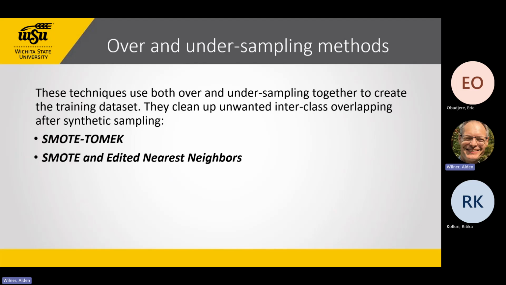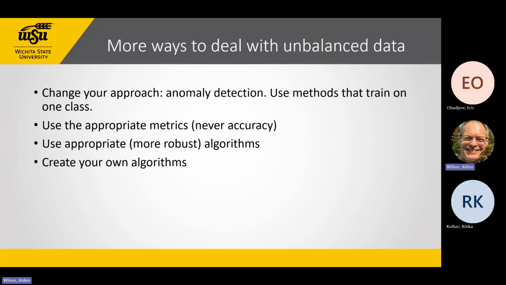Okay. So under and over sampling techniques. Basically we can do SMOTE Tomek, right? So we're doing synthetic minority oversampling, and we're doing Tomek links to eliminate majority classes and add minority classes. And so this is kind of just getting more balanced by a balanced approach, right? And then SMOTE versus edited nearest neighbors is another method to do that. Right? There are other ways to deal with unbalanced data.